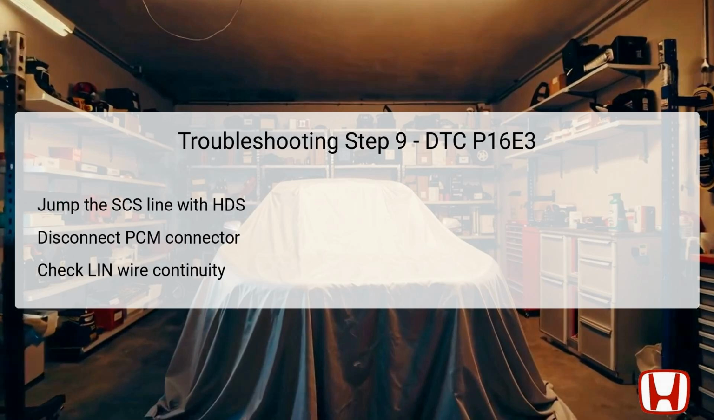In the 9th and final troubleshooting step, repeat the procedure of jumping the SCS line with the HDS to ensure readiness for checks on the LIN wire. After this preparation, disconnect the PCM connector B, followed by checking for continuity between the specified test points on the LIN communication line, while keeping the battery sensor 2P connector disconnected. Verifying continuity confirms whether the LIN wire connecting the PCM to the battery sensor is intact.